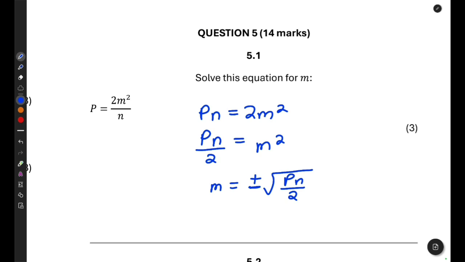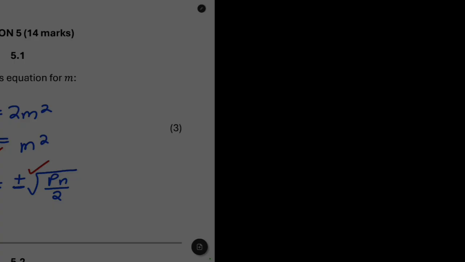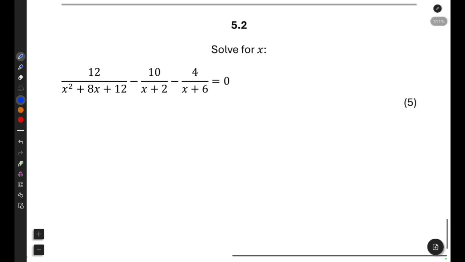That is the answer if m is alone. Where do I get marks? I'll get a mark for just moving each one over. So by moving the n, moving the 2, and then plus minus square root. The final question in this practice test.